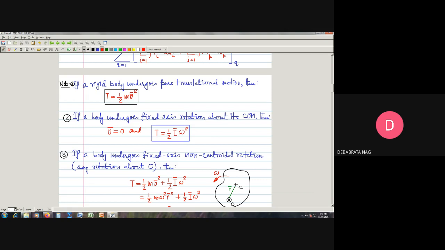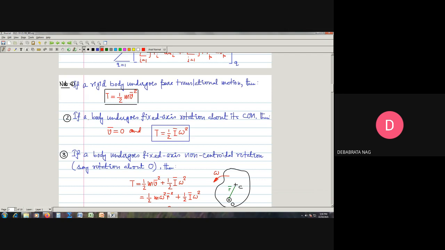So for the time being, if we consider a single rigid body, and suppose that particular rigid body is undergoing a pure translational motion, in that case the kinetic energy of the body will be simply given by this equation, because for pure translational motion obviously there is no angular velocity associated with it.